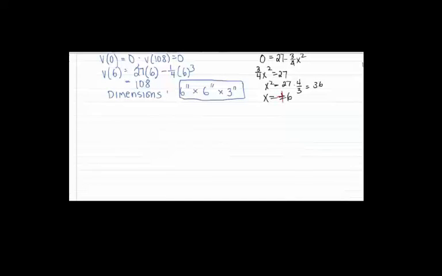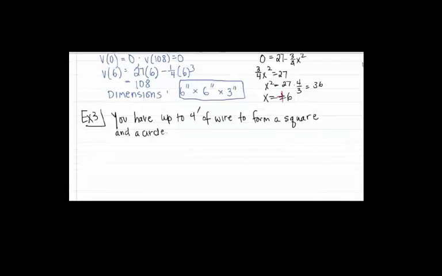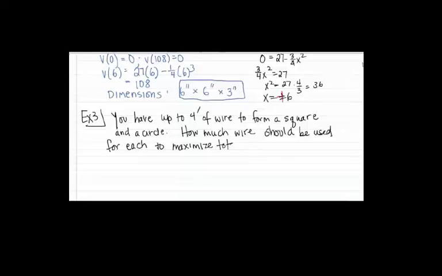All right, we've got one last problem that I'm going to work out. You have up to 4 feet of wire to form a square and a circle. How much wire should be used for each to maximize total area? Okay, so imagine you have a length of wire and it's 4 feet long. I want to create a square out of this and a circle so that I maximize the area.